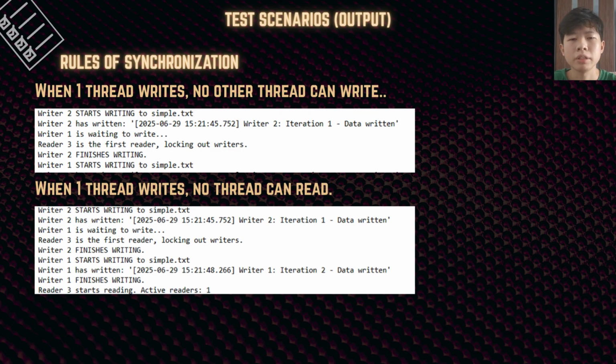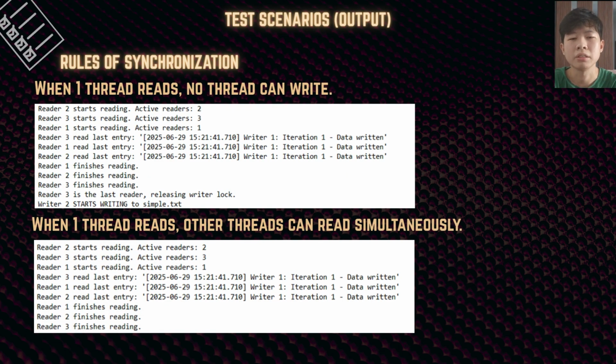To elaborate on the output that we saw just now, the rules of synchronization are as such. When one writer thread is writing, no other writer thread can write into the file. Reader threads cannot read the file during this process as well until the lock is lifted. On the other hand, when a reader thread is reading, no writer thread can write into the file. But unlike the previous scenario, this time other reader threads can read the file simultaneously.